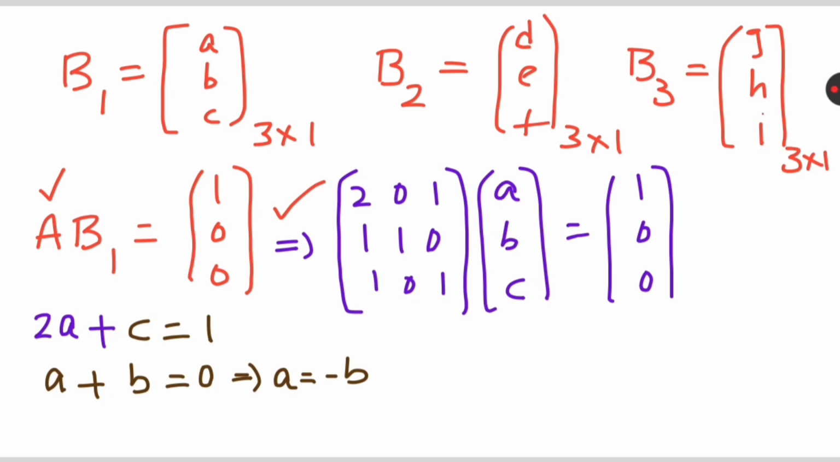Now let's see the third row. So 1 times A, which is A, plus 0 times B, which is 0, plus 1 times C, which is C. So that is equal to 0. So from here we can say A equals minus C.